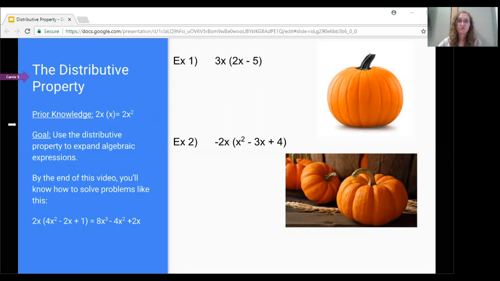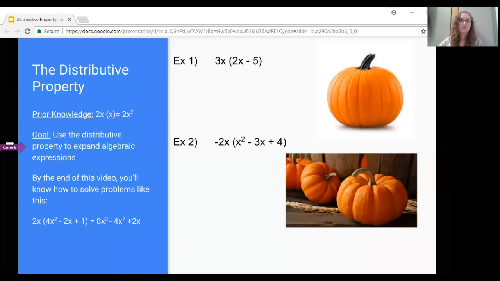So some things that you want to make sure that you know how to do ahead of time, as far as prior knowledge, would be being able to multiply two terms or two factors like 2x times x and knowing that that would equal 2x squared. If you know how to do that, then you're probably ready to take a look at what we're doing today.